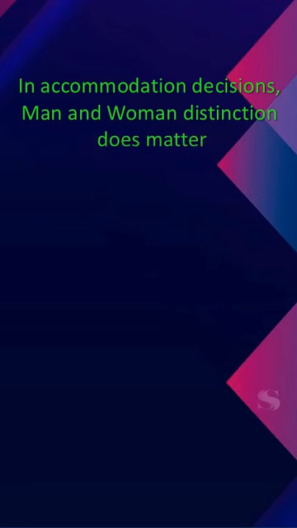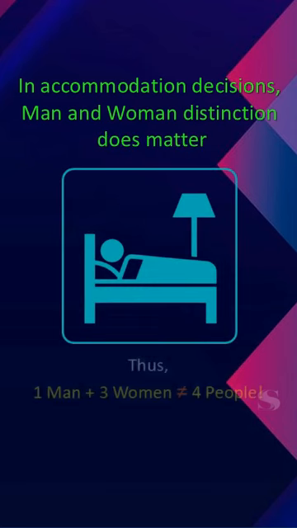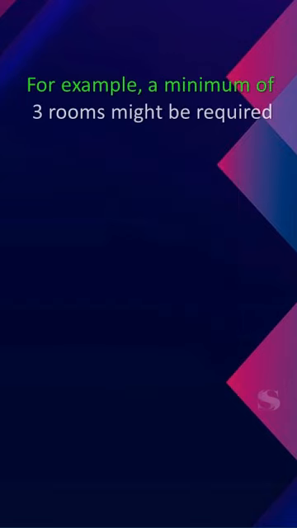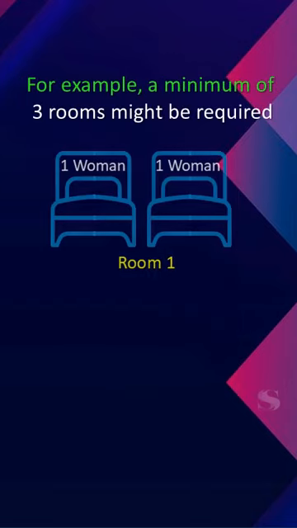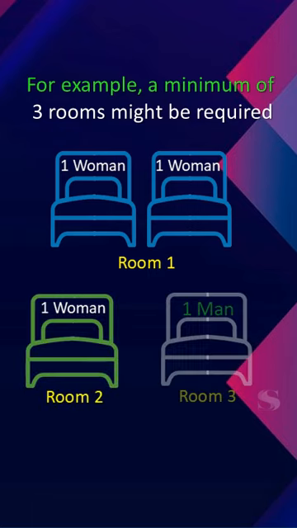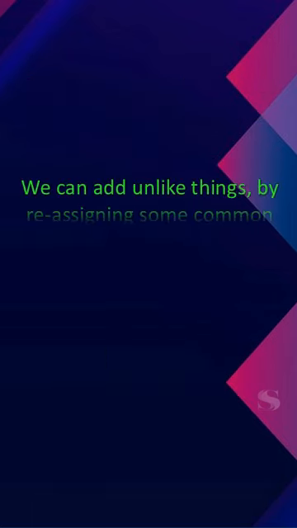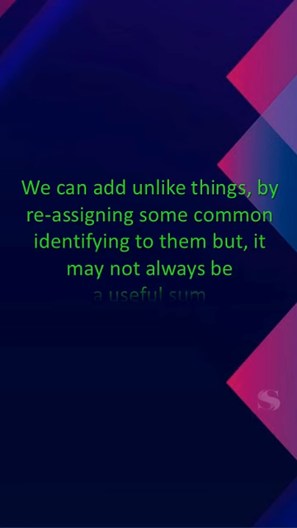However, we must identify man and woman separately for lodging. Dissolving the gender identity of man and woman for the beds or rooms required to sleep may be imprudent in some situations. For example, a minimum of 3 rooms will be required to sleep unrelated 1 man and 3 women. We can add unlike things by identifying them as like things, but it may not always be a meaningfully useful sum.